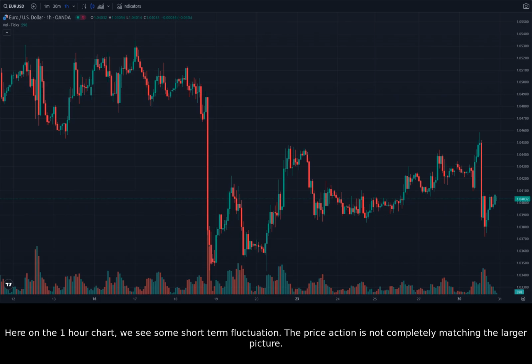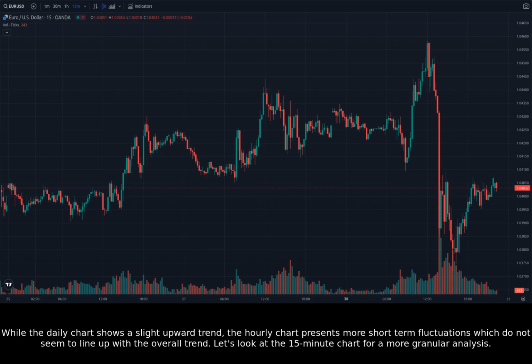Here on the 1-hour chart, we see some short-term fluctuation. The price action is not completely matching the larger picture. While the daily chart shows a slight upward trend, the hourly chart presents more short-term fluctuations, which do not seem to line up with the overall trend. Let's look at the 15-minute chart for a more granular analysis.